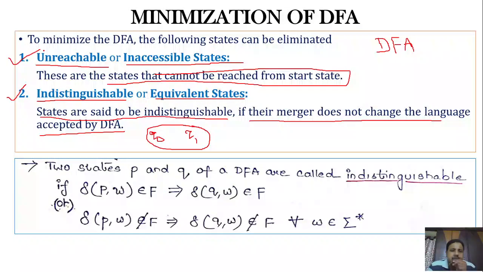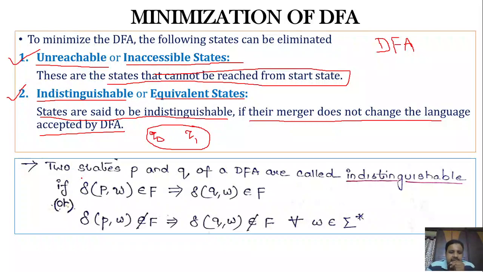Minimization of the DFA requires the elimination of two kinds of states. One is the unreachable states and the next is the indistinguishable states. We are eliminating the equivalent states. How are we eliminating them? We are merging the equivalent states into one state. That is the point here.